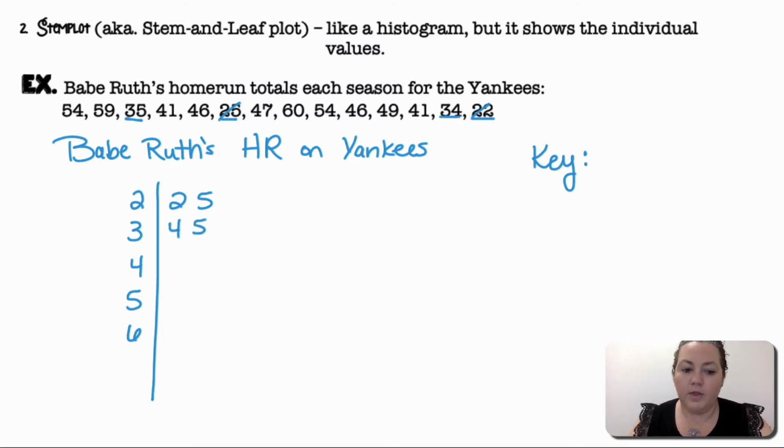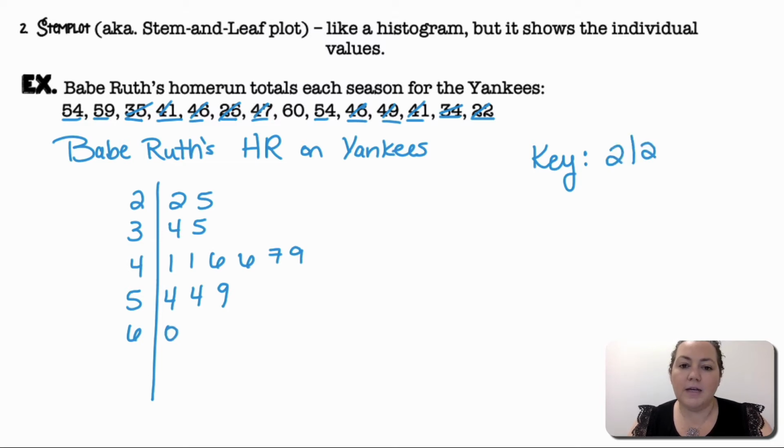All right, then I'm going to move to my 30s. The numbers in the 30s, I have a 34 and a 35. I move to my 40s. I have a 41, another 41, a 46, another 46, a 47, and a 49. I move on to my 50s. I have a 54, a 54, and a 59. And in my 60s, I only have one, a 60.